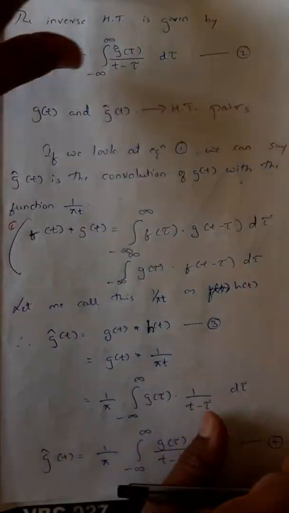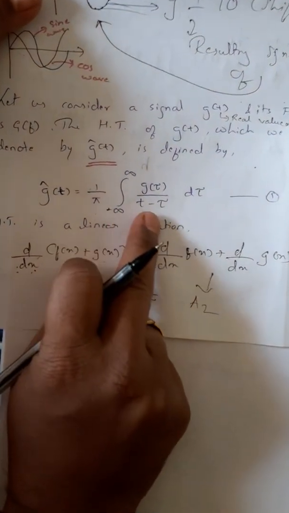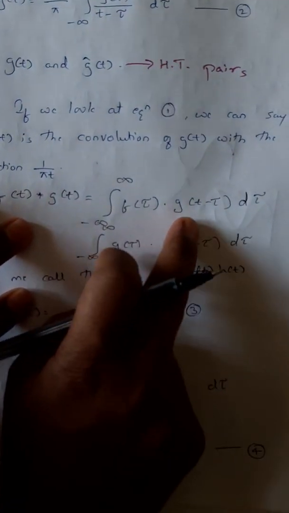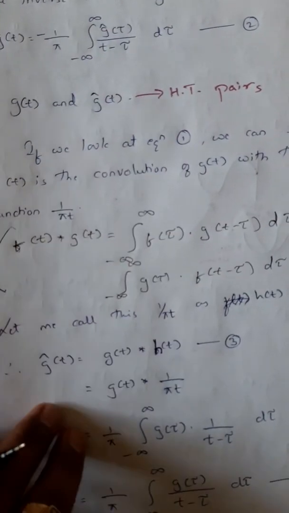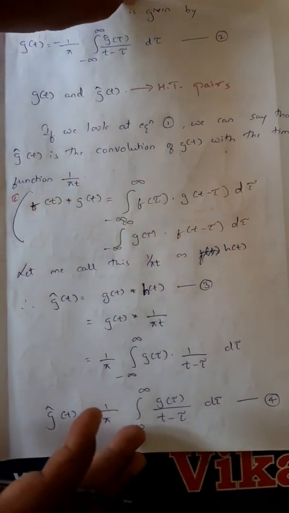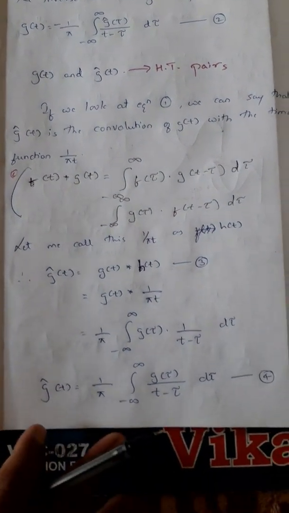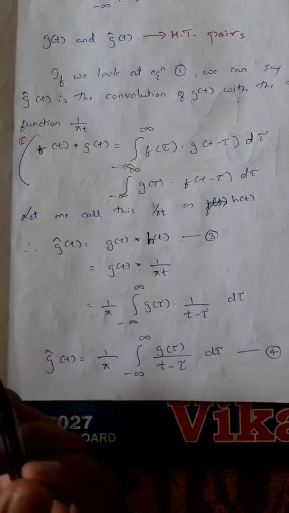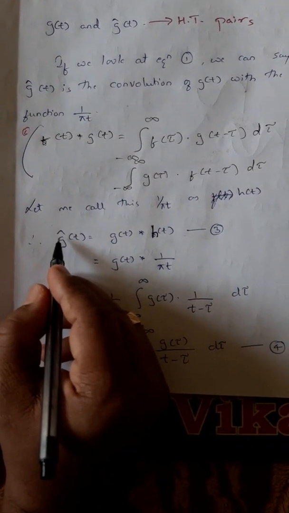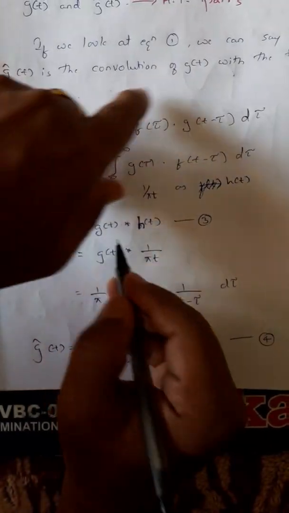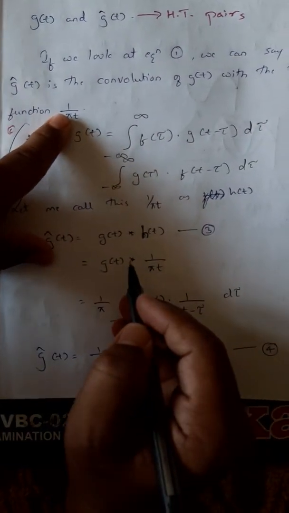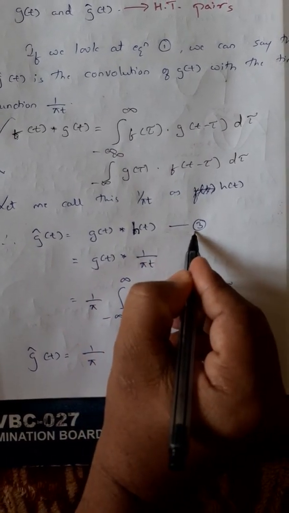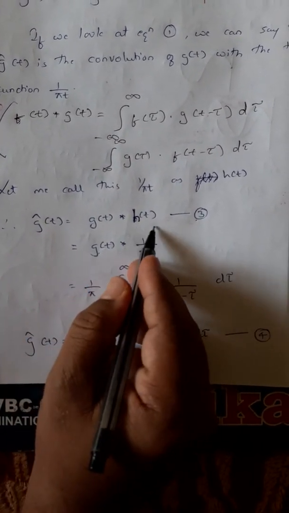So if I look at the first equation, it is of that kind: g of tau into 1 by t minus tau, same as f of tau into g of t minus tau. So I'm telling you it is a convolution between g of t and the time function 1 by pi t. Let me see whether it is true or not. Let me call this 1 by pi t as h of t, some function h of t. So from equation 1, g cap of t is a convolution of g of t with h of t. I'll call this equation 3. What is g of t? I don't know, I'll keep it as it is. What is h of t? It is already defined.